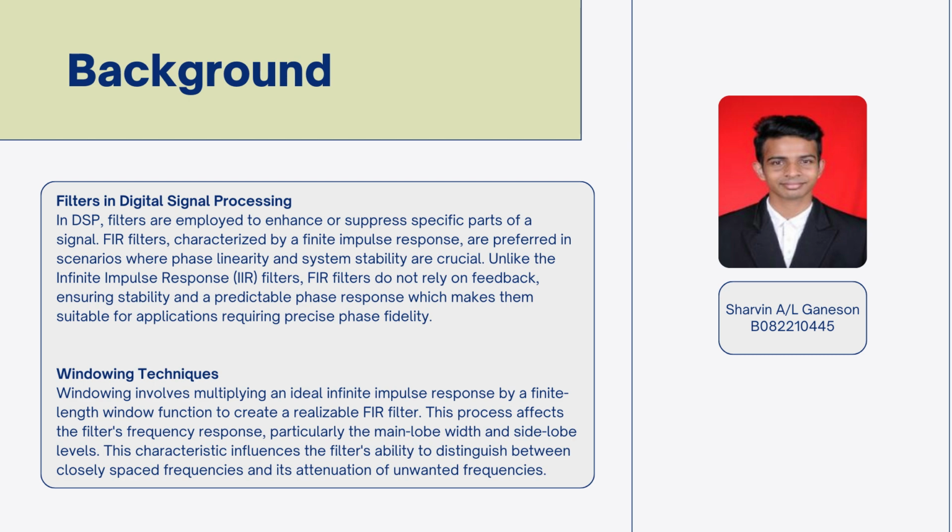Next, let's look at windowing techniques. Windowing involves multiplying an ideal infinite impulse response by a finite length window function to create a realizable FIR filter. This process affects the filter's frequency response, particularly the main lobe width and side lobe levels. This characteristic influences the filter's ability to distinguish between closely spaced frequencies and its attenuation of unwanted frequencies.